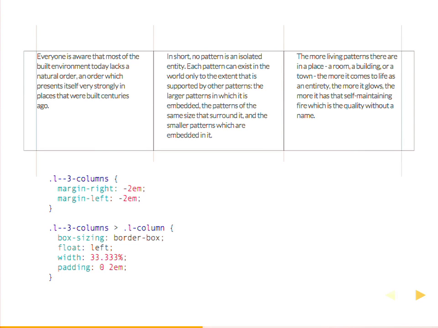So there's other ways to tackle this, using like nth child or whatever. It kind of depends on the context that you would use it. If you have to support older browsers that don't support the nth child selector, you'll need to do something like this to get things to line up.